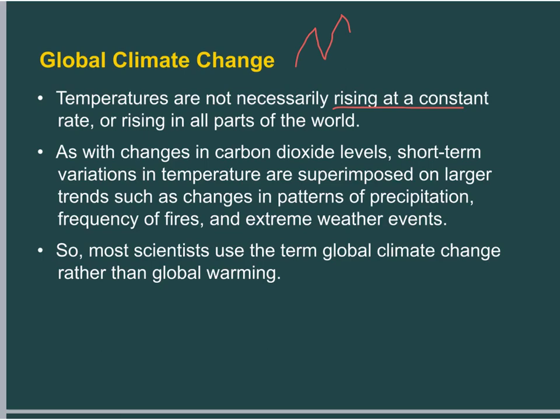As the temperatures and carbon dioxide levels rise, short-term variations in temperature are superimposed on larger trends, such as patterns of precipitation, frequency of fires, and extreme weather events. So we can't just look at temperatures, because temperatures bring with it other things, right? The extreme weather events are, some of these things are increased hurricanes.